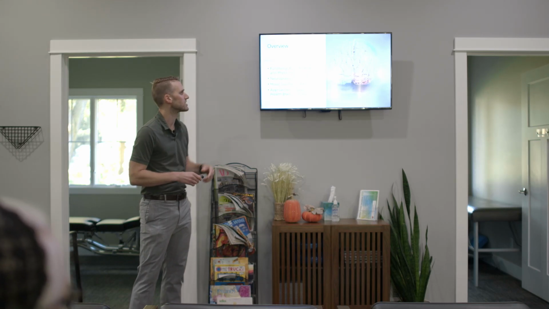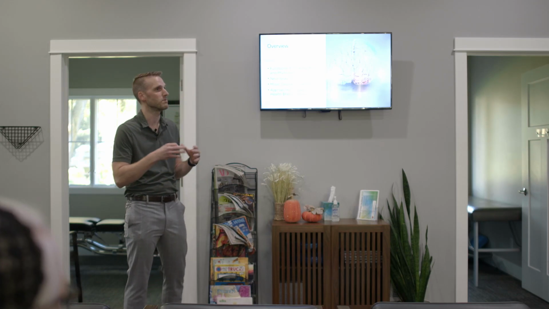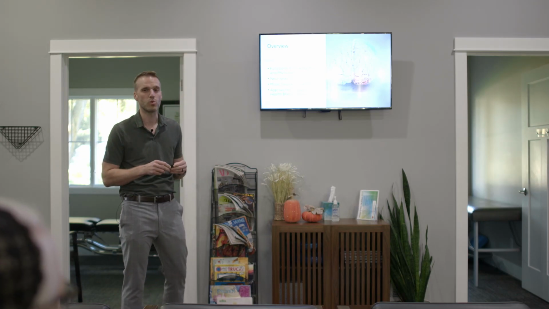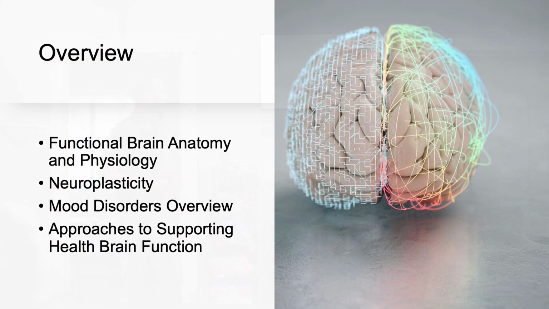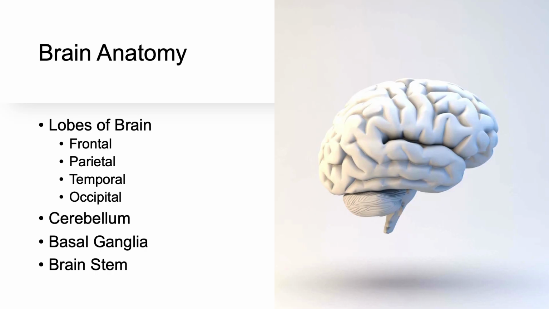We're going to talk about this concept of neuroplasticity, which is just a really big key word in our sciences these days as it relates to the development of the nervous system, even after we're grown. Mood disorders overview, so we'll give a brief understanding of what those are, and then what are some approaches to supporting healthy brain function, the majority of that from a natural standpoint, as we'll talk about. So basic brain anatomy.